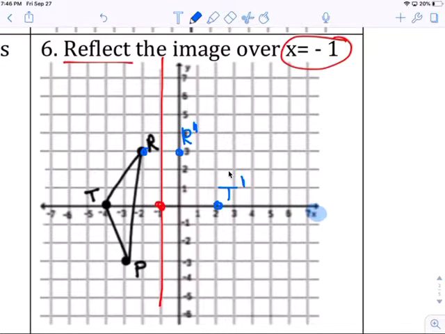So, here's P. P is 2 away, so you count 2 away. Put P there. Prime. It's a reflection.